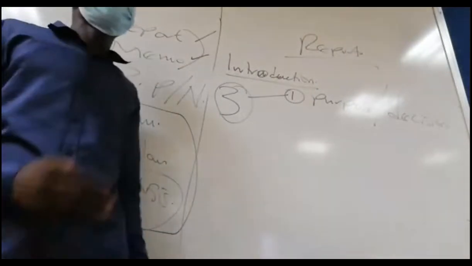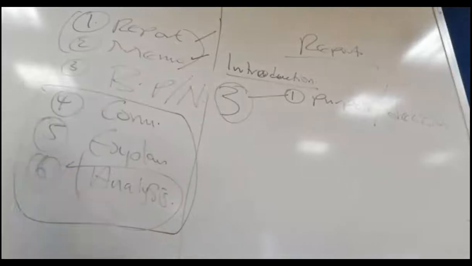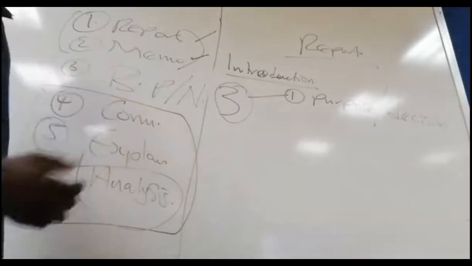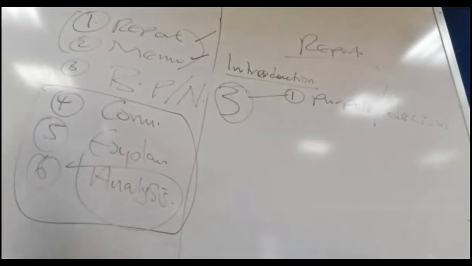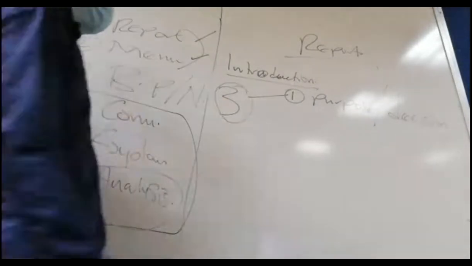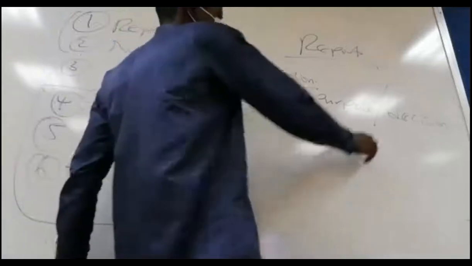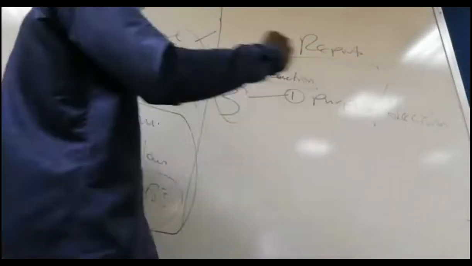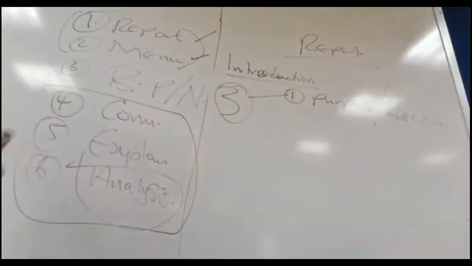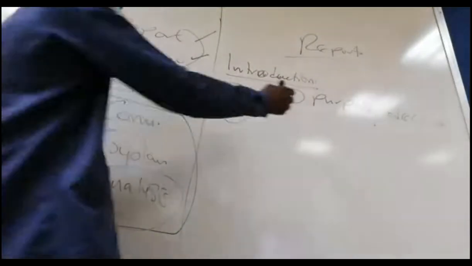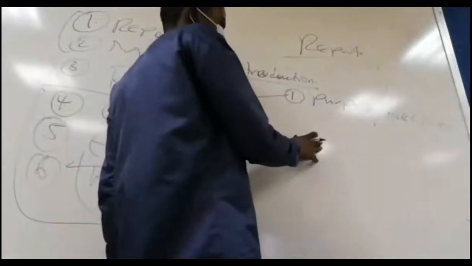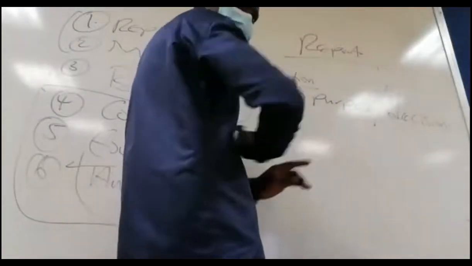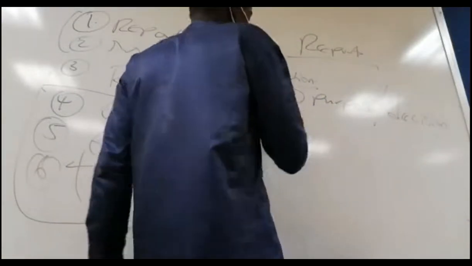So also start like this: as requested, or per our last discussion, or per the meeting, per the suggestion or request by the board. I am writing this report to provide analysis of this company. So normally start like this, as requested. If those things are not there, just go straight for it raw like this.